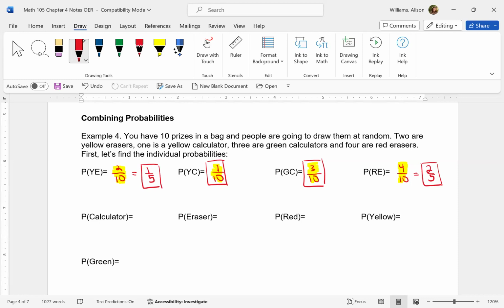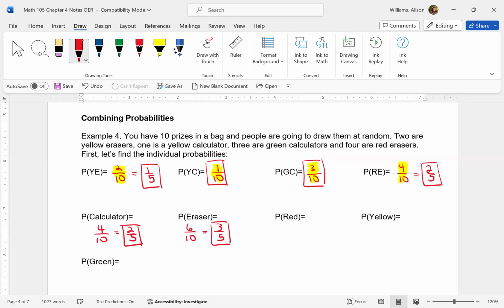All right, but let's look at it a little differently. This time, let's say I'm just asking, what's the probability we're going to get a calculator? Well, in that case, there's technically two types of calculators. There's a yellow one and a green one. One yellow one, three green ones. So there's a total of 4 out of 10, which reduces to 2/5. Cool. Erasers. Okay, so we have two yellow and four red. So 6 out of 10 or 3/5.